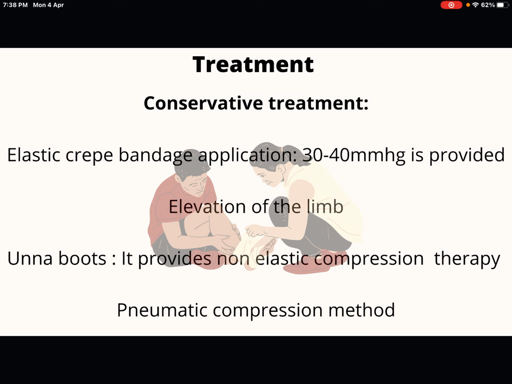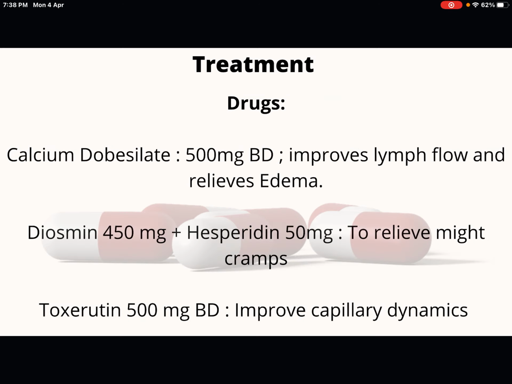Once again I will tell, elastic crepe bandage application from ankle to above, up to near the saphenofemoral junction. 30 to 40 mmHg pressure is provided. Elevation of the limb we can do, that will relieve the edema. Unna boots provide non-elastic compression therapy and pneumatic compression method also we can use. Coming to the drugs, what are the drugs that we can give for varicose vein patients?